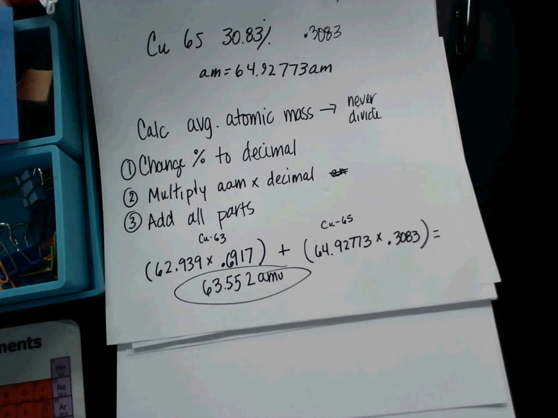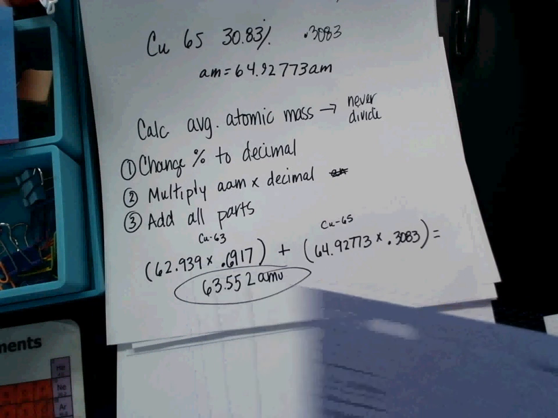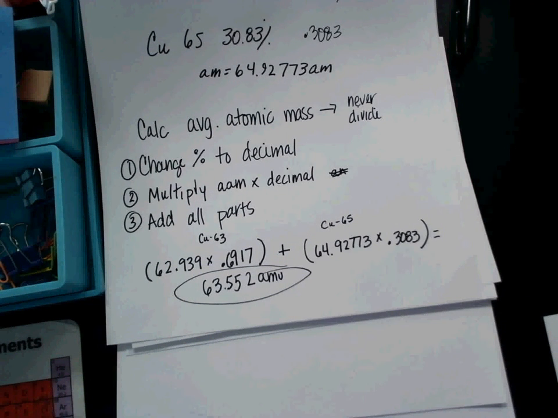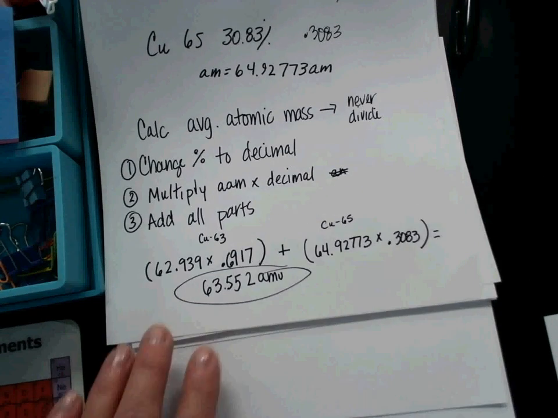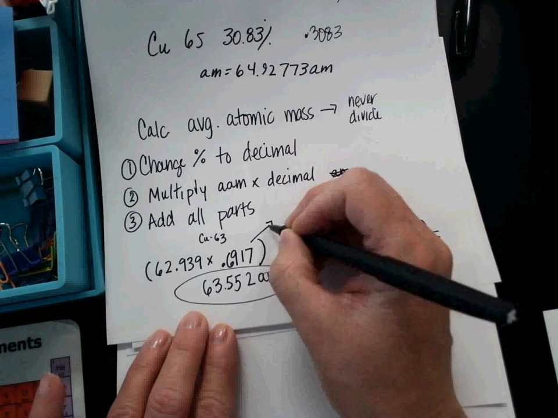Now, how do I know if this is correct? What could I do? Josh? Check your periodic table. People, find copper, Cu. Look at that. 63.546. So we're pretty close. If you're that close, then you know you're right.